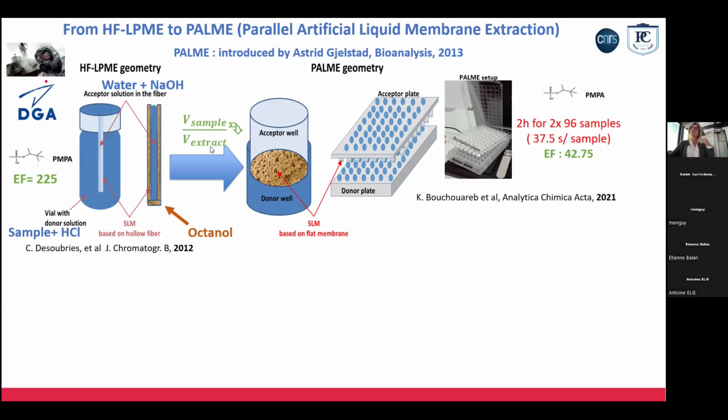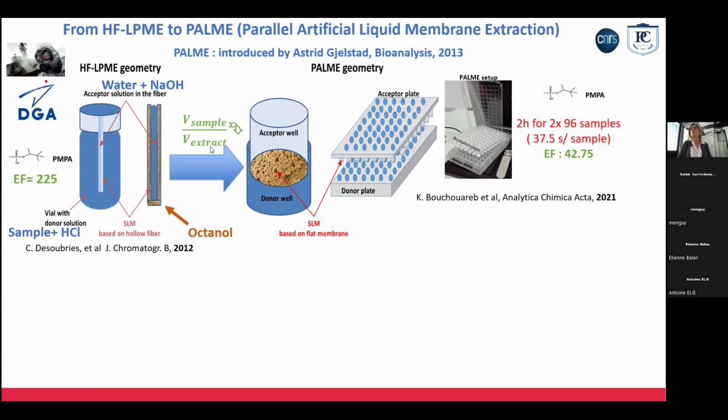The ratio between the volume of sample and the volume of organic solvent was not the same. So we have a small decrease of enrichment, but in this case, we can operate this extraction in a high throughput manner because we are able to treat more than 26 samples in less than 2 hours. In both developments, we use octanol.